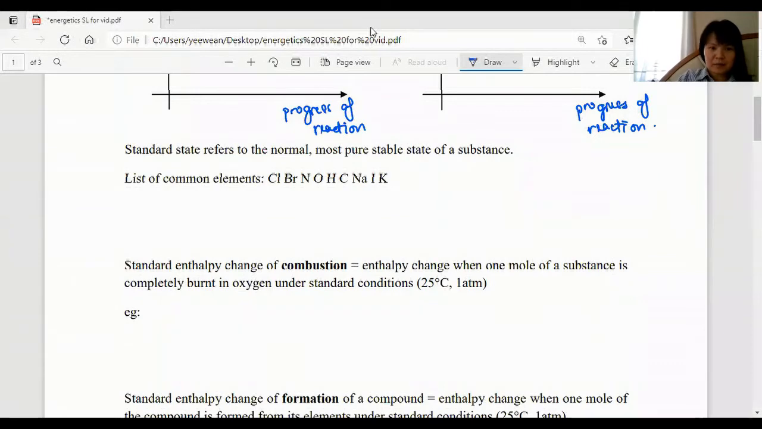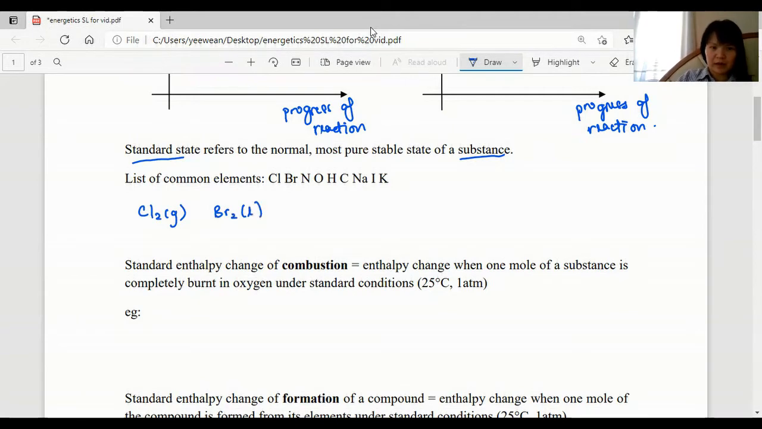Before learning this chapter, we do need to remember the normal states or the standard states for some of the substances that are commonly used in IBDP questions. So for example, if I have Cl, I have to remember that Cl comes in Cl2 gas, Br is in Br2 liquid, and N is N2 in gas. So these are common elements.